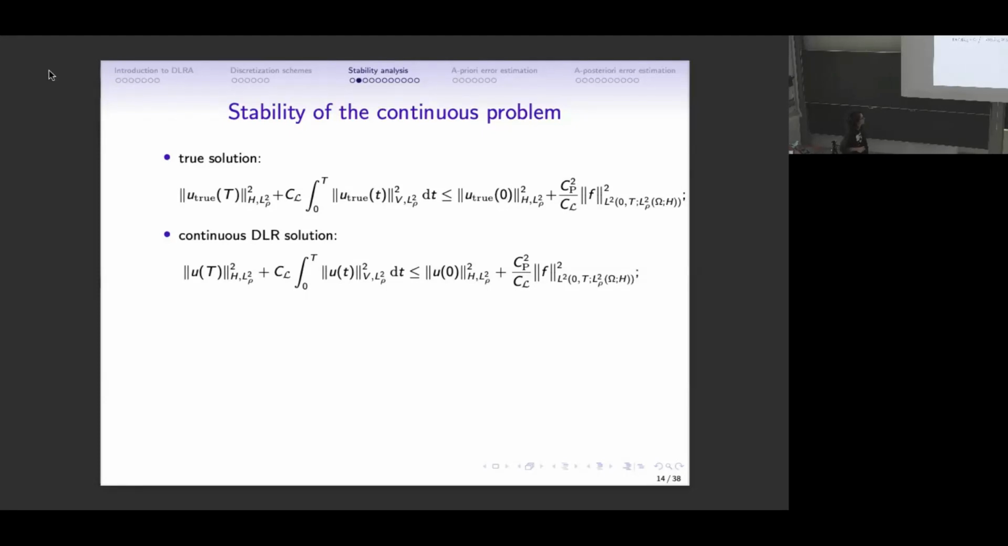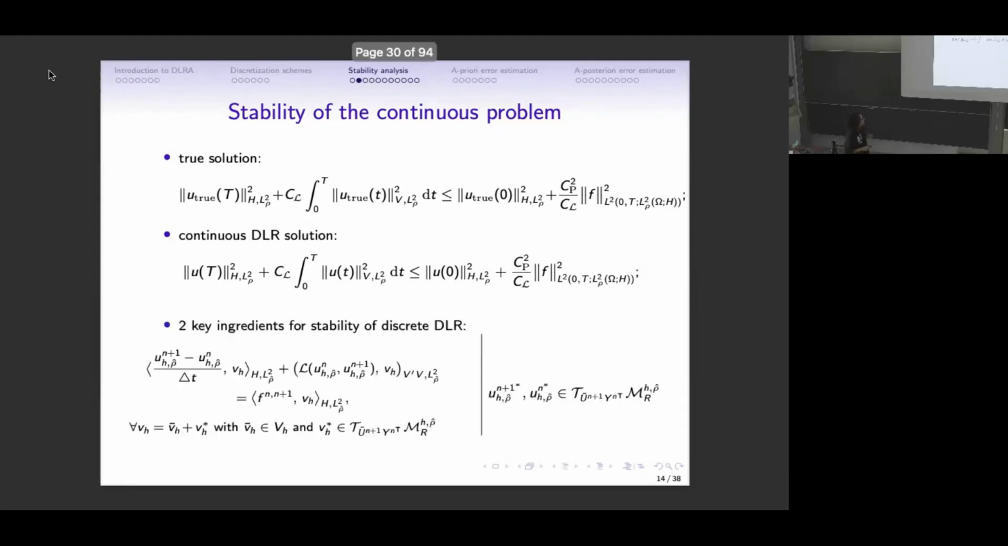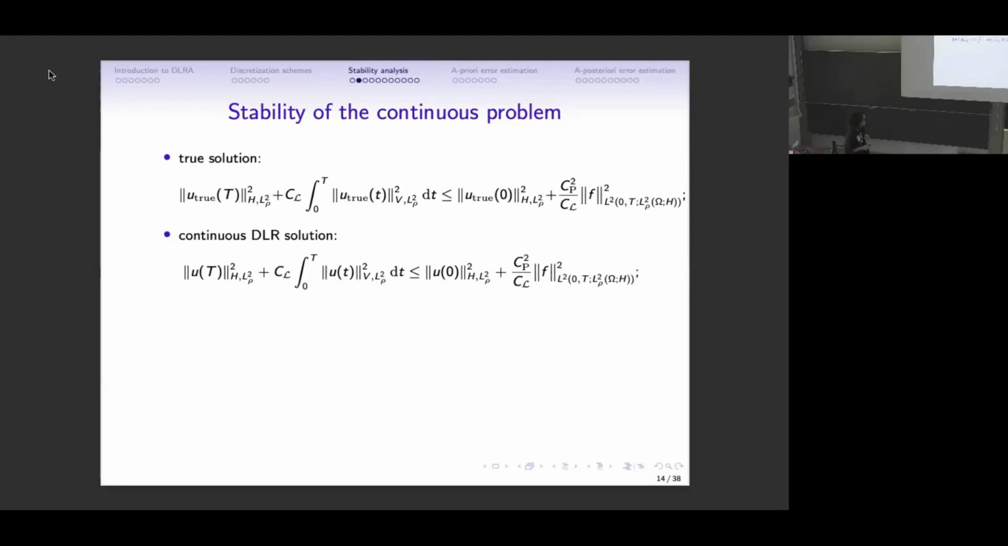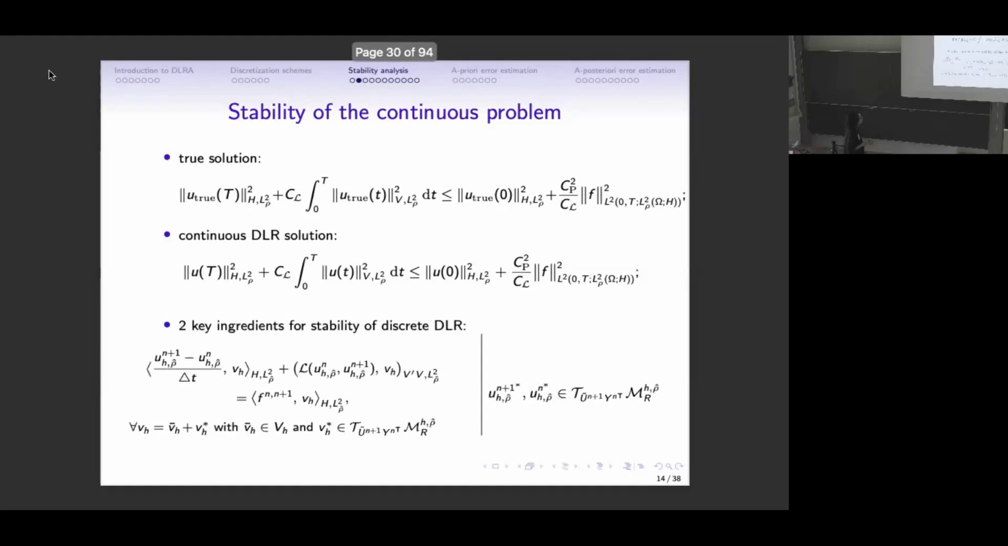CL is a coercivity constant of the operator L on the space V. So it's independent of the rank, right? Yes, it's just a coercivity constant of the operator L before you start with any DLR approximation. When trying to show something similar for our discrete DLR solution, we use two main ingredients: the discrete variational formulation, and the fact that both the new and the old solution belong to the tangent space, so we can use them as test functions in this variational formulation.